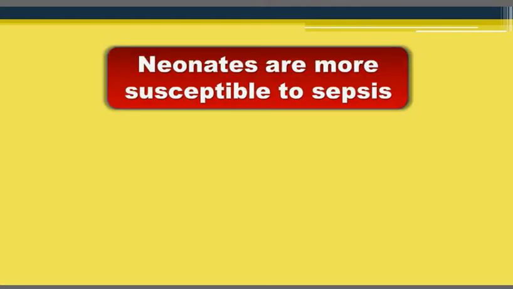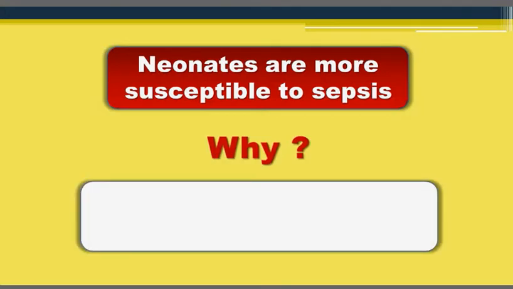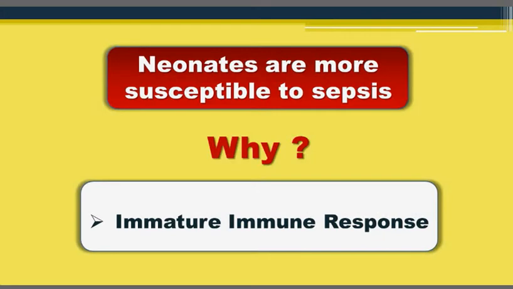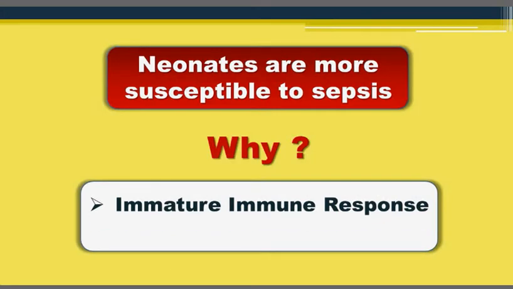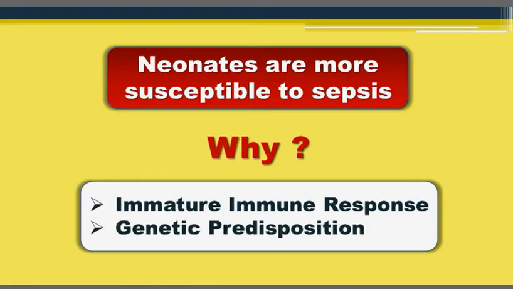Now, we come to the very important issue in our lecture today, which is the fact that neonates are more susceptible to sepsis than other age groups. The question is why? And the answer is 2. First is immature immune response, and the second is genetic predisposition. Now we will see what happens in the neonates. Normally, what happens when the pathogen enters the body?